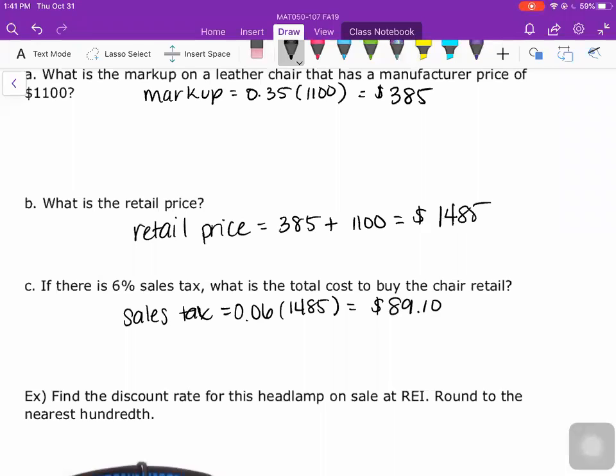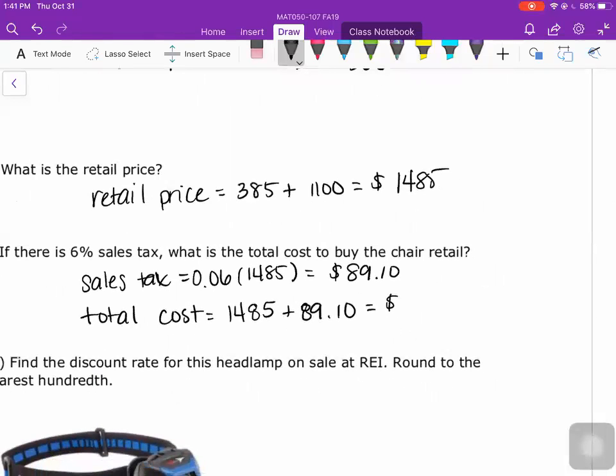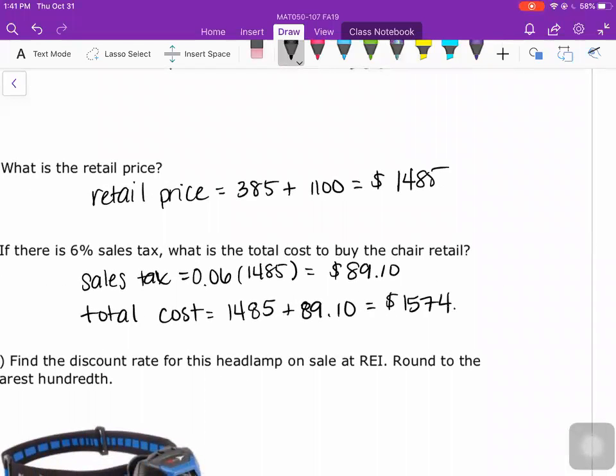So what do we have to pay to go home with that leather chair? What is the total cost? How are we getting that? The retail price is $1,485, and then we pay our sales tax of $89.10. So the total is $1,574.10.